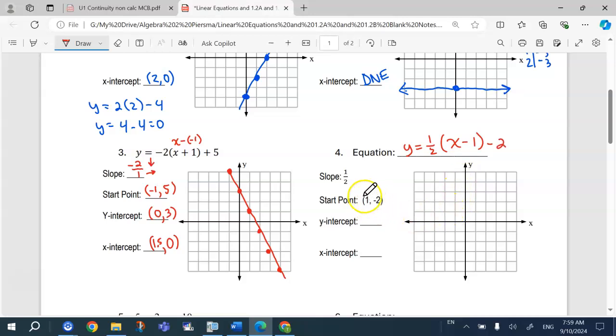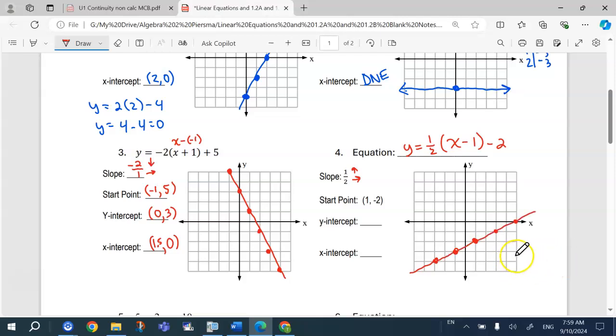And now let's graph it. Let's start at this point, the start point. So let's go right 1, down 2, and put a dot there. From here, I'm going to go up 1, right 2, up 1, right 2, following this slope of up 1, right 2. We could also do the reverse. We can go down 1, left 2 to continue the line.